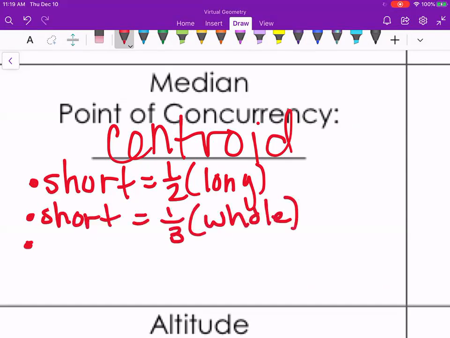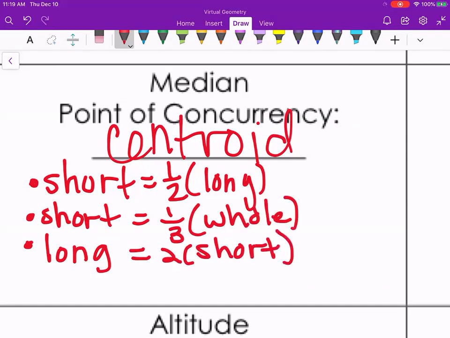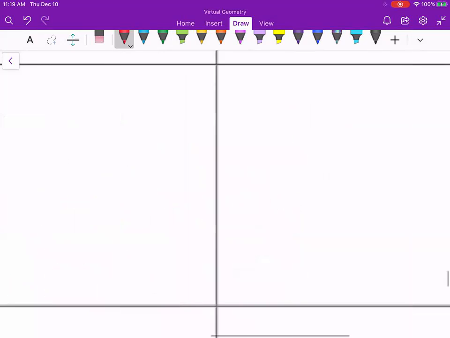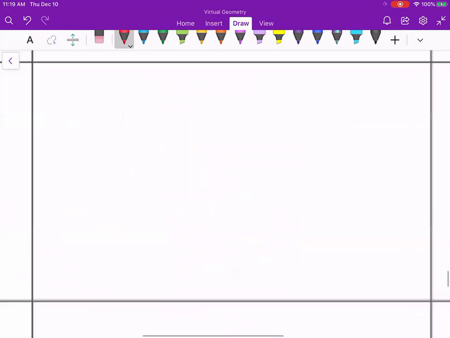And then we had two formulas for the long. The longer part of the median was 2 times the short, or the longer part of the median was 2/3 of the whole entire way across that segment. Okay, so let's take a look and see how we used these formulas. So I'm going to get the properties up here.